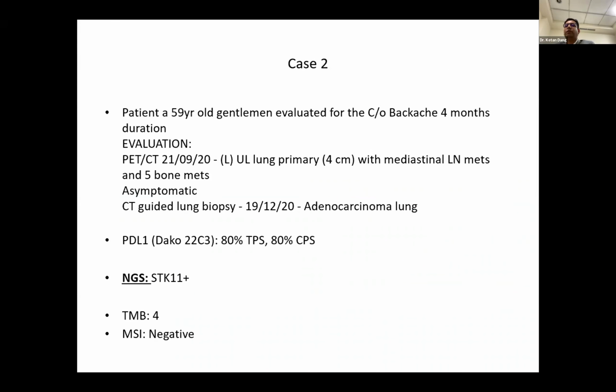So case number 2, we have a 59-year-old gentleman evaluated for backache of 4 months duration. Eventually, he was found to have a 4 centimeter mass on PET CT with mediastinal lymph nodes and bone mets. He was having symptoms related to the bone pain, and the CT guided biopsy showed adenocarcinoma. The PDL1 by DAKO methodology was 80% TPS, 80% combined positive score CPS. NGS showed STK11 mutation. So this is the catch. The TMB was low, that is 4 mutations per megabase. MSI was not high.